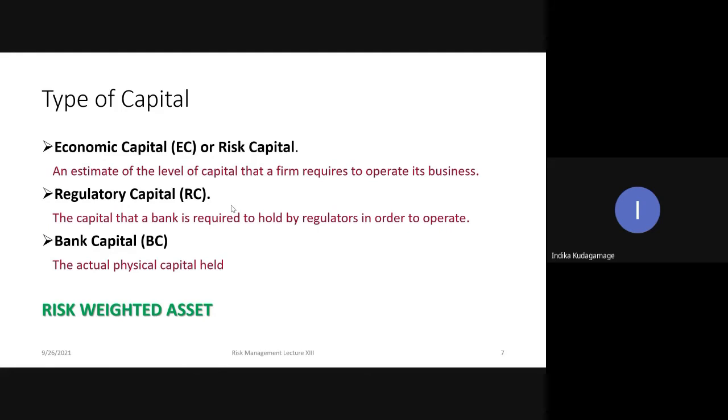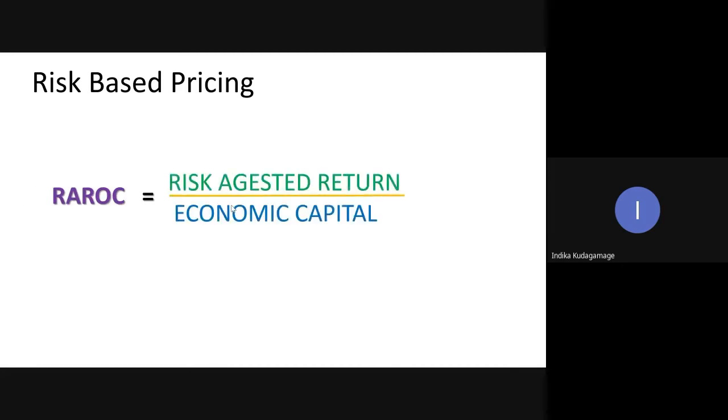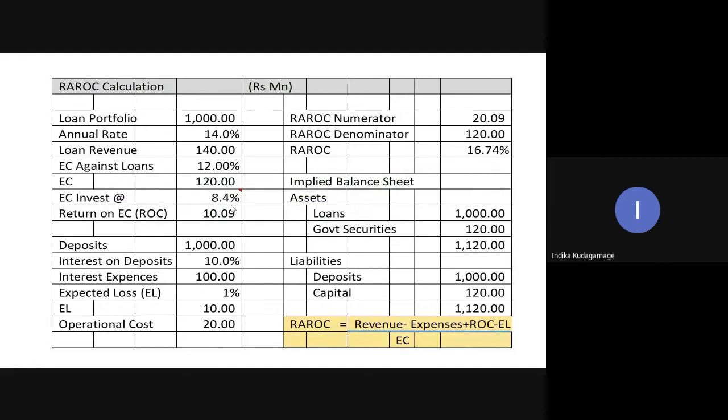Risk-weighted asset comes for this. Risk-based pricing, RAROC, or we say RORAC, RAROC, whatever. Risk-adjusted return on capital. Risk-adjusted return divided by economic capital. I'll show you a calculation. Look at this. This is how we calculate RAROC, right?